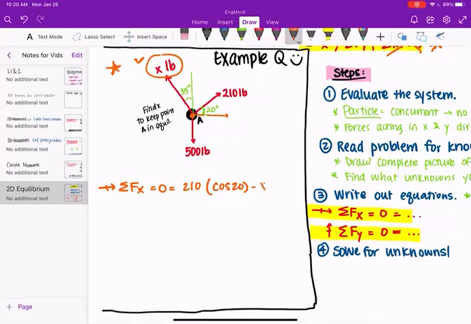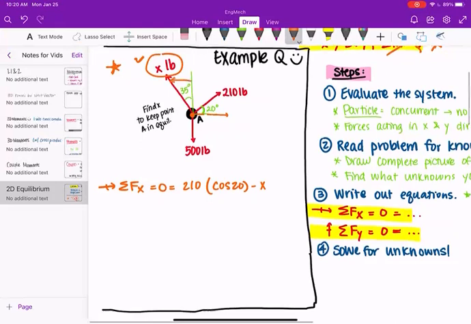I don't know the magnitude, but I know that the side up here is the side that's describing my x direction. And that is opposite of this arc angle, and because it's opposite, I know it's sine of 35 degrees. So then I can rewrite this equation later to solve for x, and that'll give me the magnitude of that force.